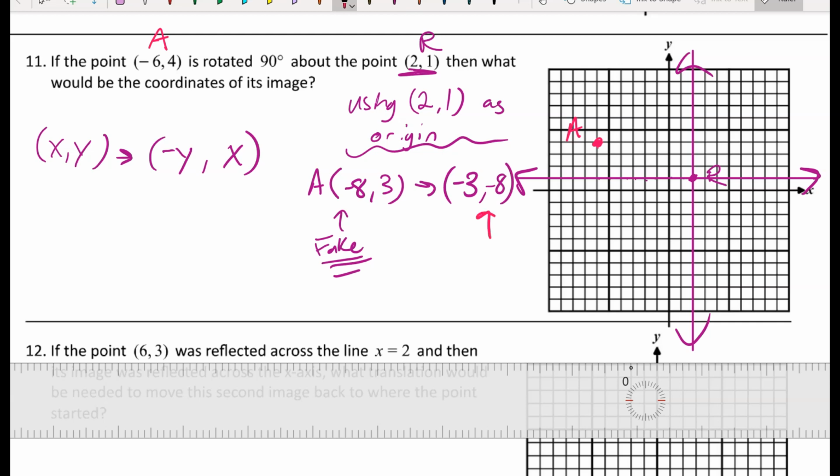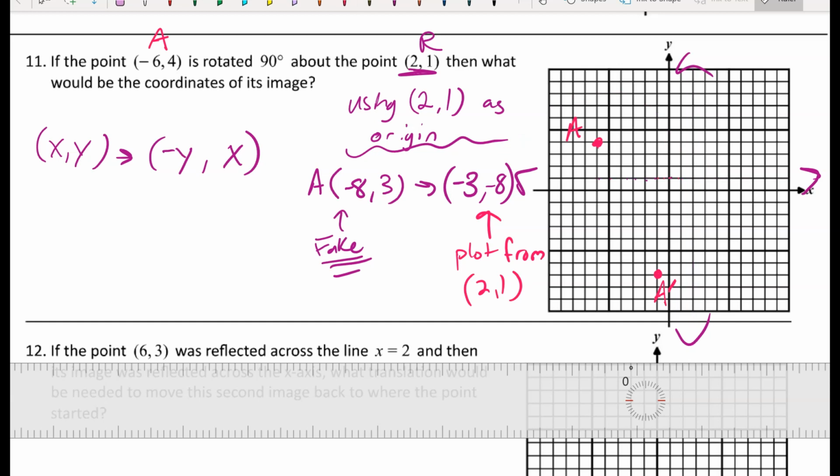Now again, I'm going to plot this guy from 2, 1. I'm still pretending that R is my origin here. So I'm going to go left 3, and down 8. Make sure you count very carefully. And that's where my image A prime would be. But those aren't the real coordinates of A prime. I use those with reference to R, so they're all defined in relation to my fake origin.